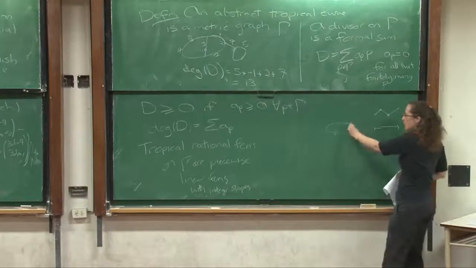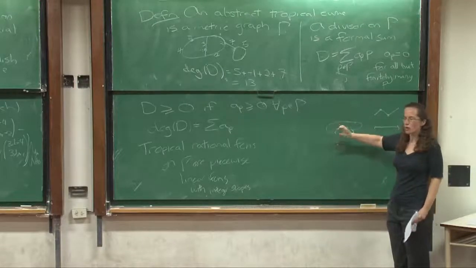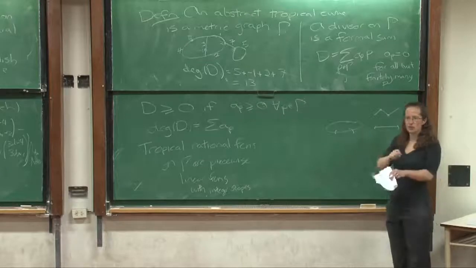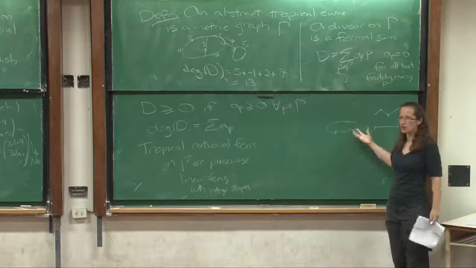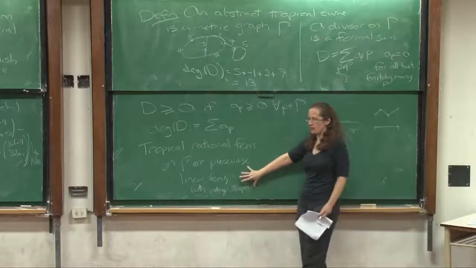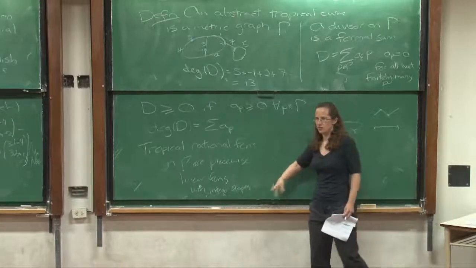Okay. So the idea is here, you have to imagine this is a metric space. You know what it means to have a function from a metric space to the real numbers. If your metric space locally looks like an interval, you know what it means for a function to be linear. Okay. So you know what a piecewise linear function means, and you know what integer slopes mean. Okay. Any questions?